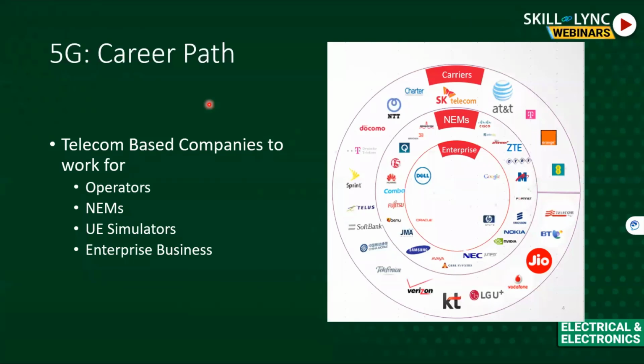And then we have these enterprise businesses as well. Enterprise business is nothing like these Dell, Google, Oracle. For example, TCS also has a team which is working on telecom, right? So basically, they provide services to the other product-based companies. So these are the list of all the product-based companies, the NEMs that are available, right? And then these are the carriers across the globe.